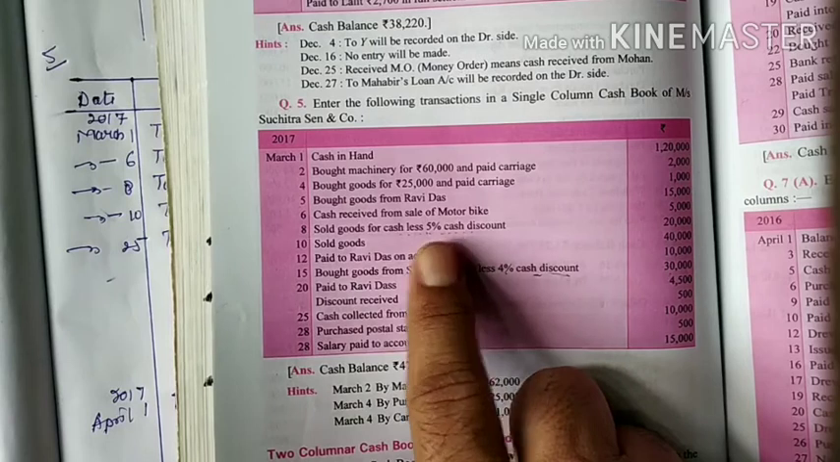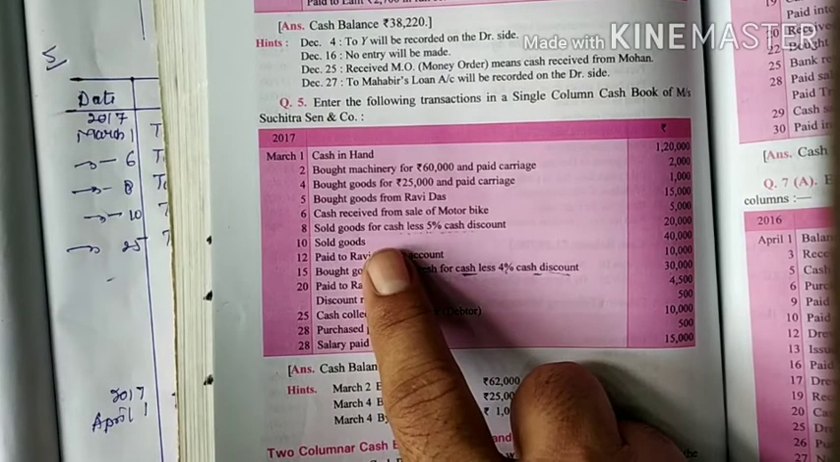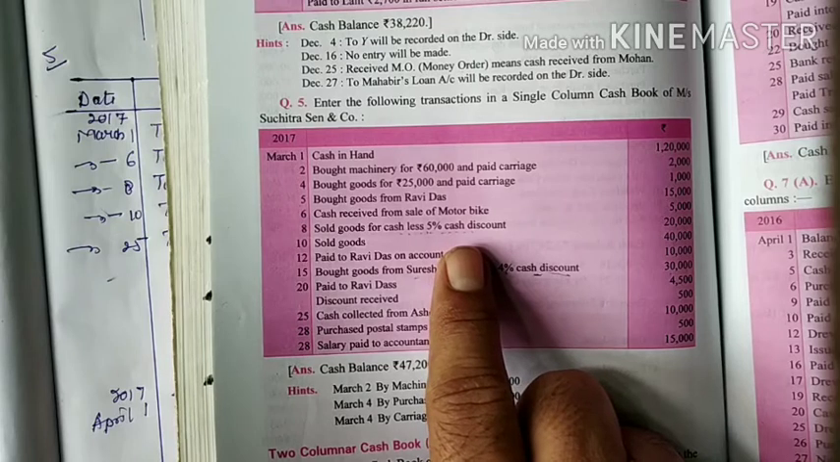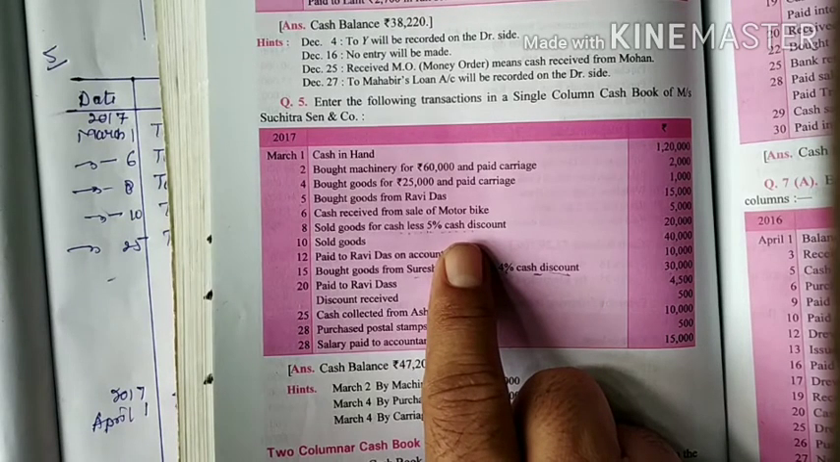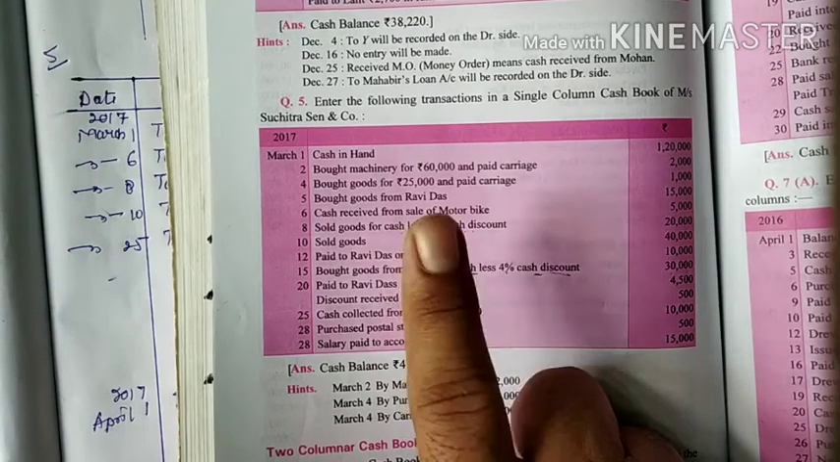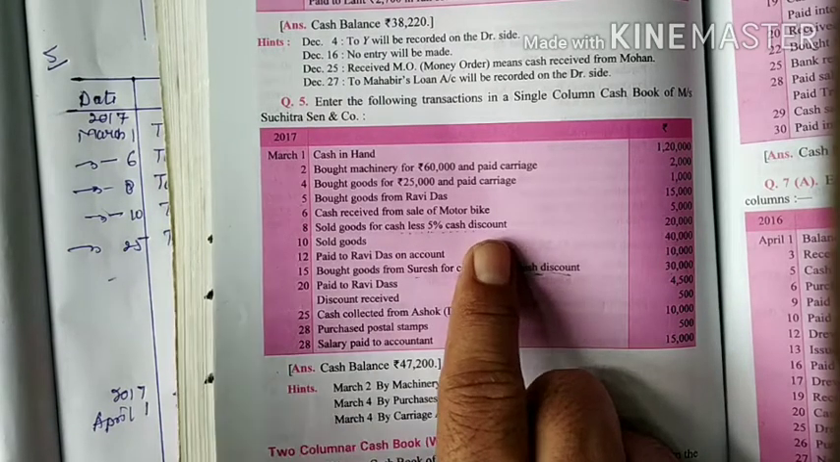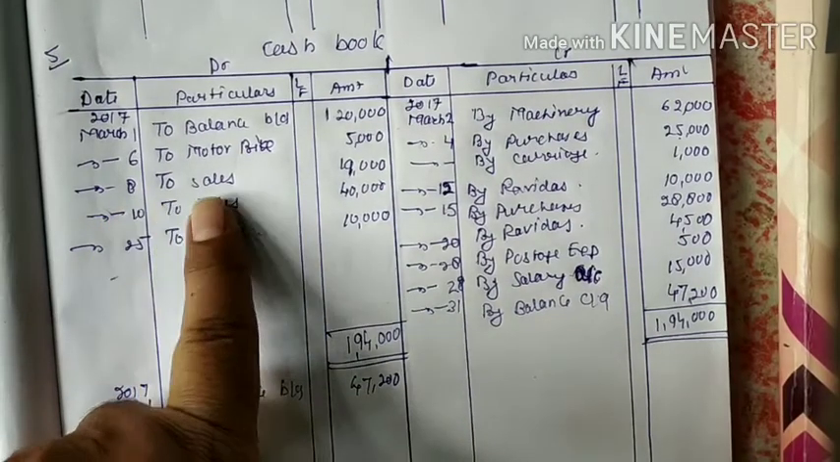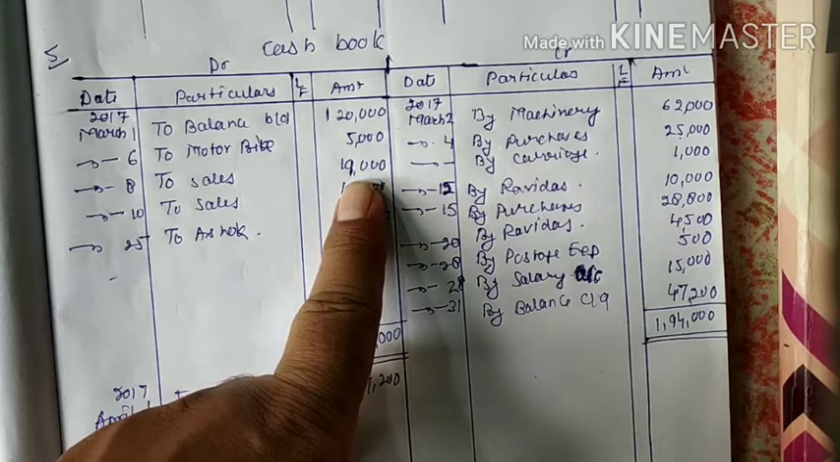Cash account debit to sales, 19,000. Cash account debit, discount account debit to sales will show. But here, because we are receiving only 19,000, we will show it as 19,000, to sales 19,000.